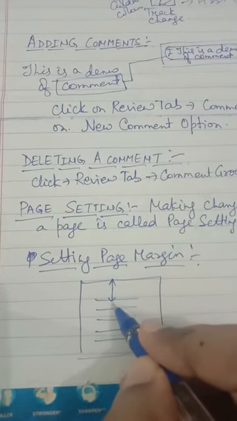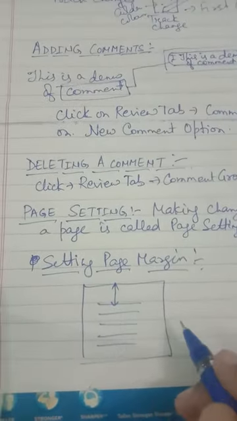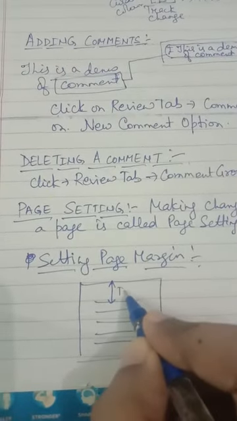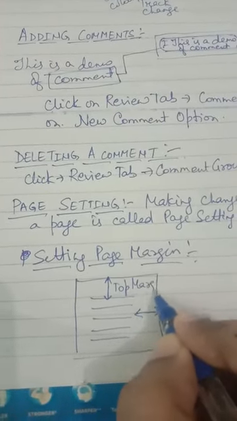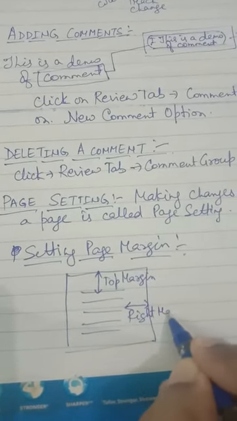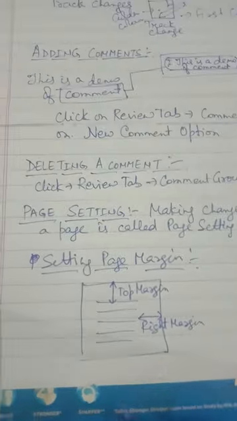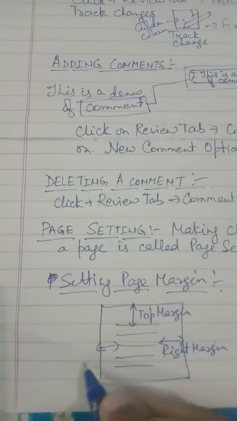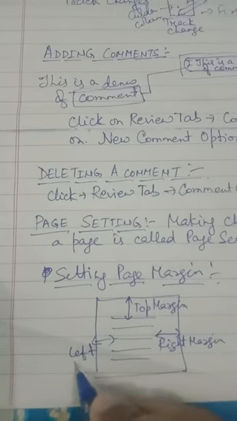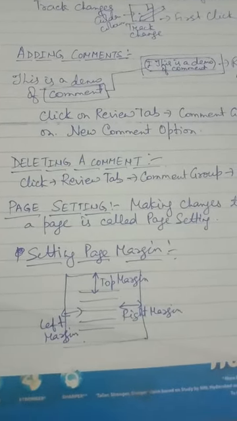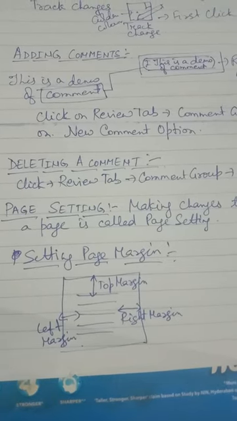This is from the top side, so it is known as the top margin. And this is known as the right margin. This is known as the left margin, as it is on the left side. So we have different types of margin in our document.